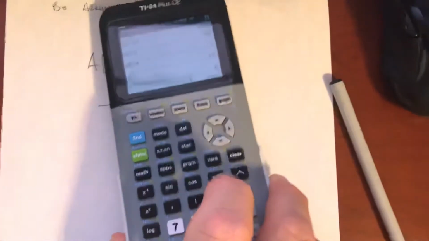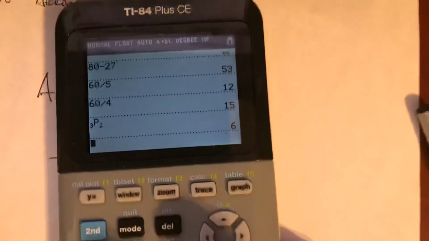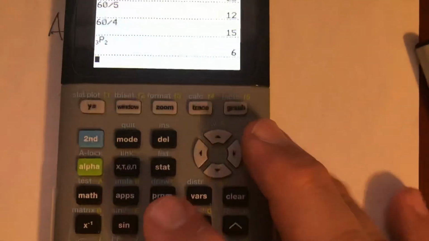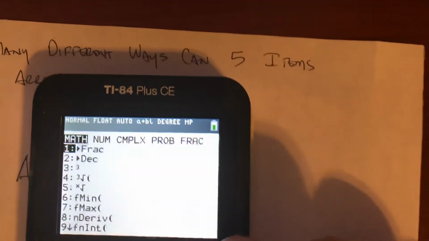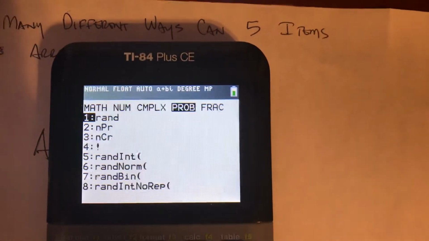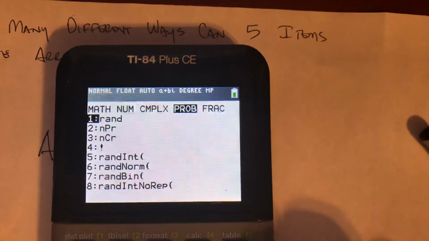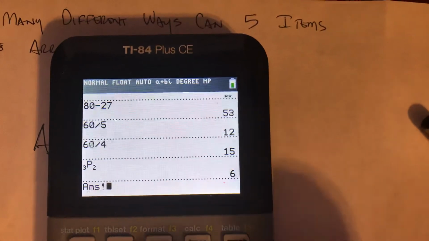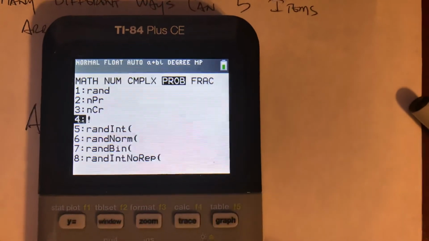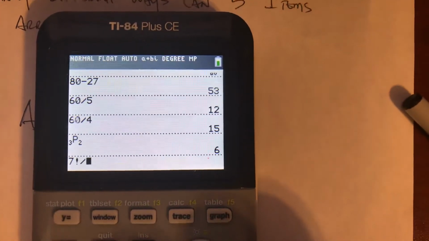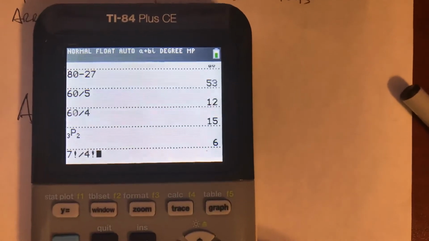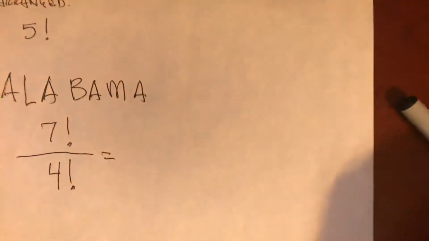Now, just as permutations were on your calculator, factorial is on there as well. So turn on your calculator. If you'll go to Math, up at the top, highlight PROB, which is probability. Notice that factorial is the 4th value. So I'm doing 7 factorial, 7 math probability factorial divided by 4 factorial, and I get 210 different ways.